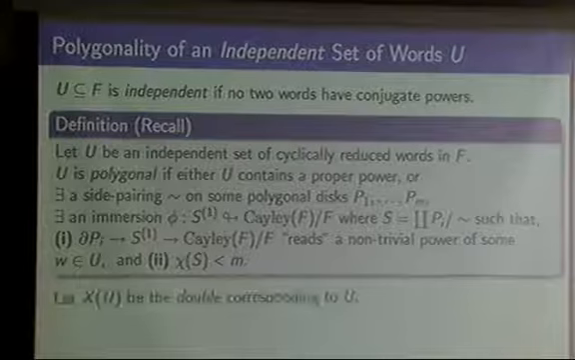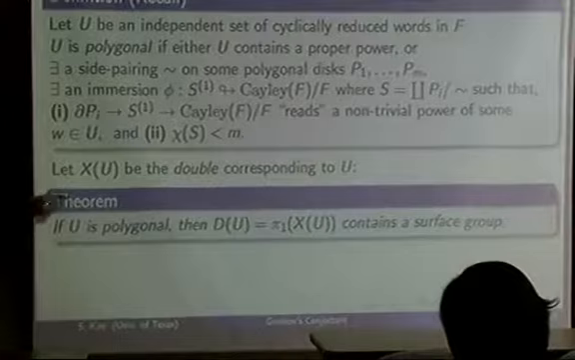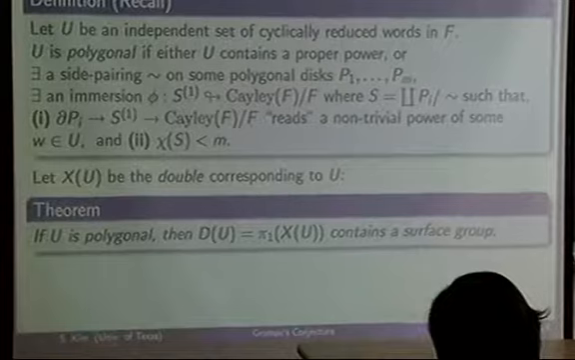And XU, as we said, will be the double corresponding to DU, and DU will be the pi-one of the double complex. If U is polygonal, then this double will contain a surface group. So it is just a more natural generalization.